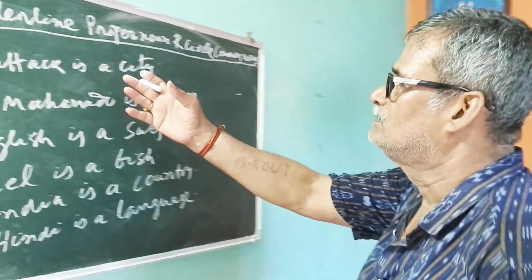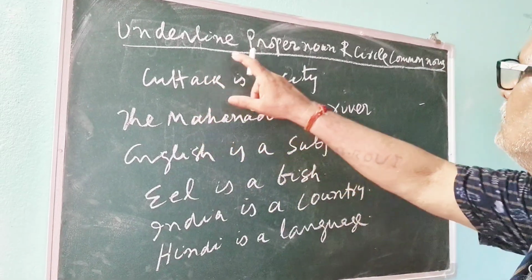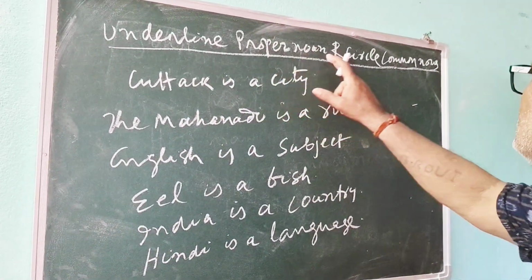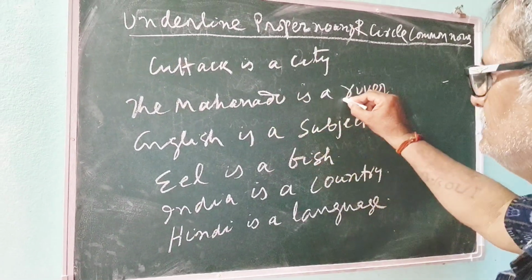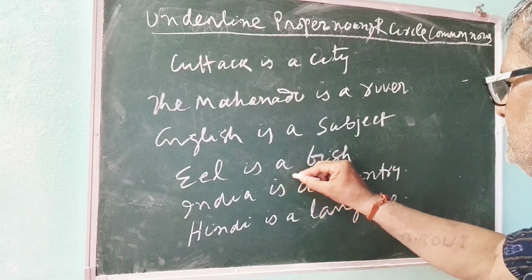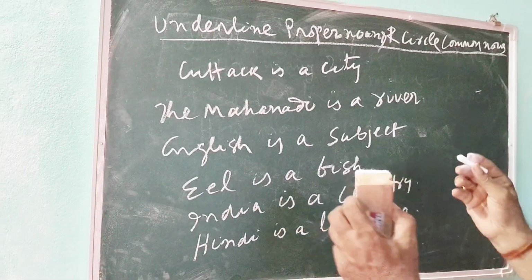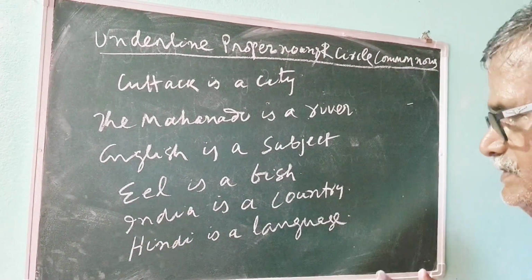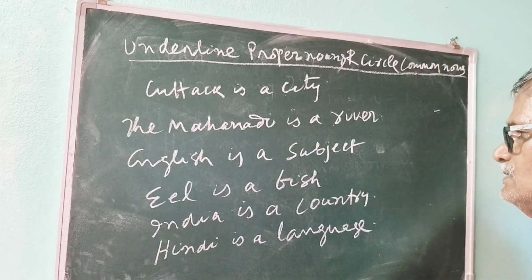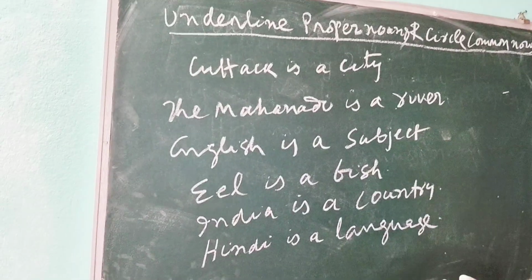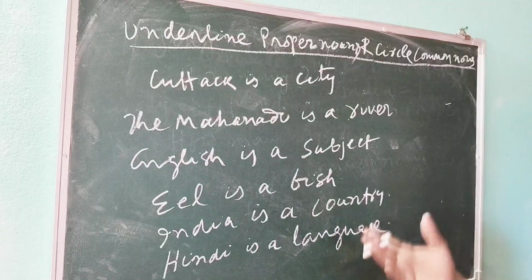I have given you some questions. Come to the board and note it down and try your level best to answer them. Underline proper noun and common nouns. Cuttack is a city, the Mahanadi is a river, English is a subject, eel is a fish, India is a country, Hindi is a language. You do this, then I will give some brief introduction on material and abstract nouns, to some extent collective nouns. Then I'm not going to that extent to teach you conjunctions, interjections, etc. Write it down.